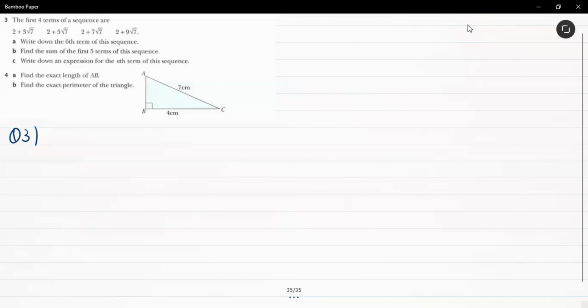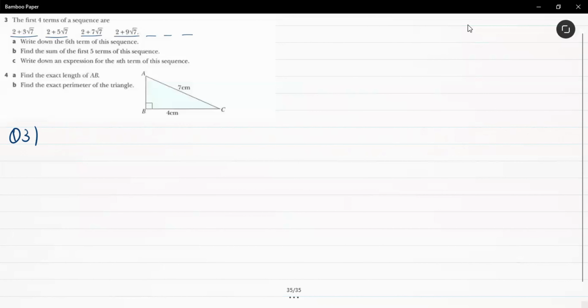They've told us the first four terms of a sequence are 2 plus 3 under root 7, 2 plus 5 under root 7, 2 plus 7 under root 7, and 2 plus 9 under root 7, and on and on. So we could have applied the formula of arithmetic and geometric series. We're going to that chapter later on. I don't know, it's chapter 11 or chapter 10. It's the series chapter, basically arithmetic and geometric progression.